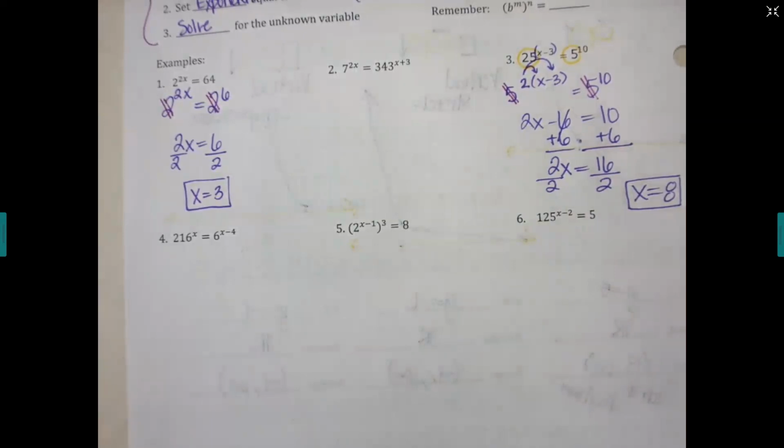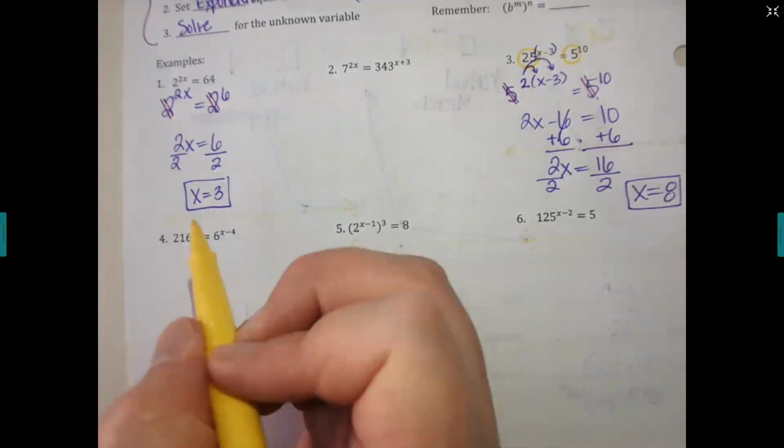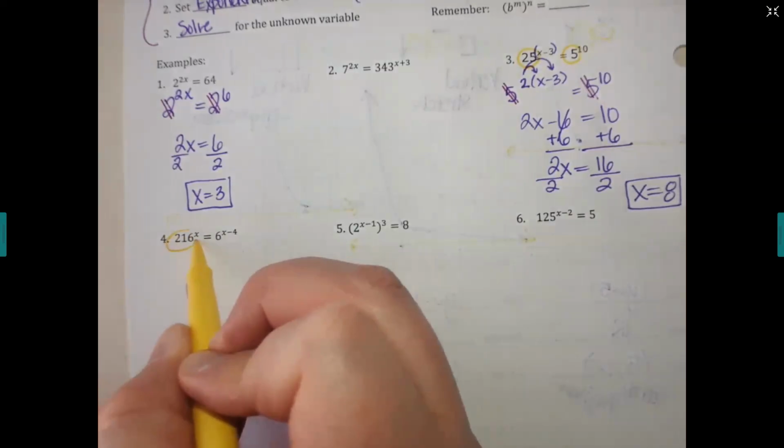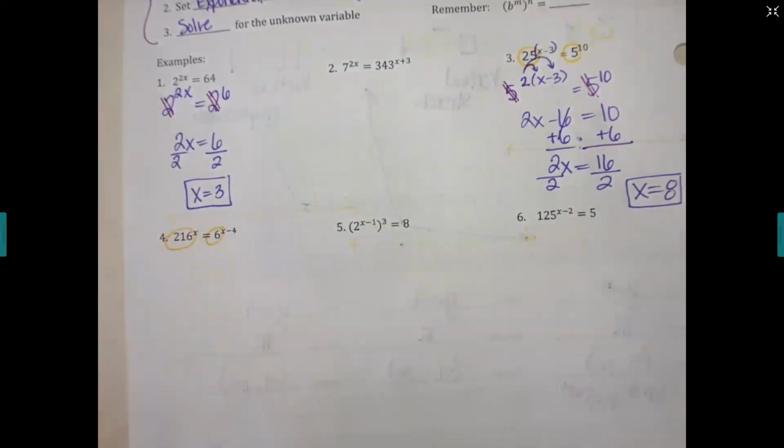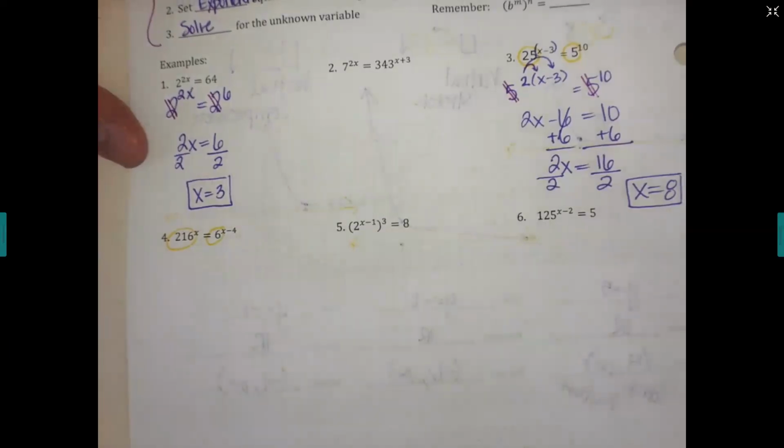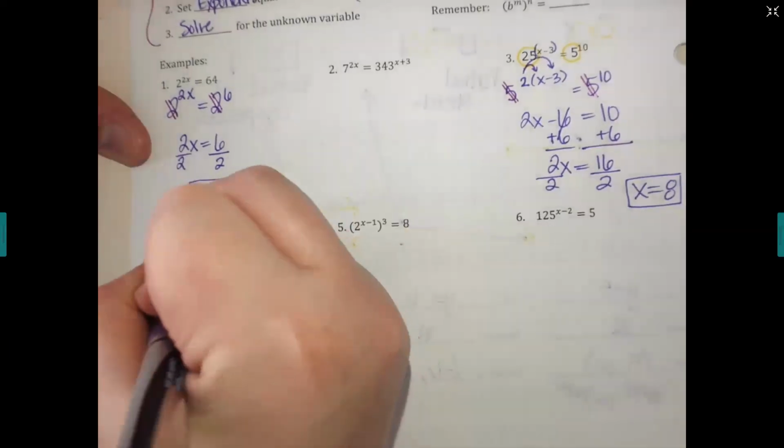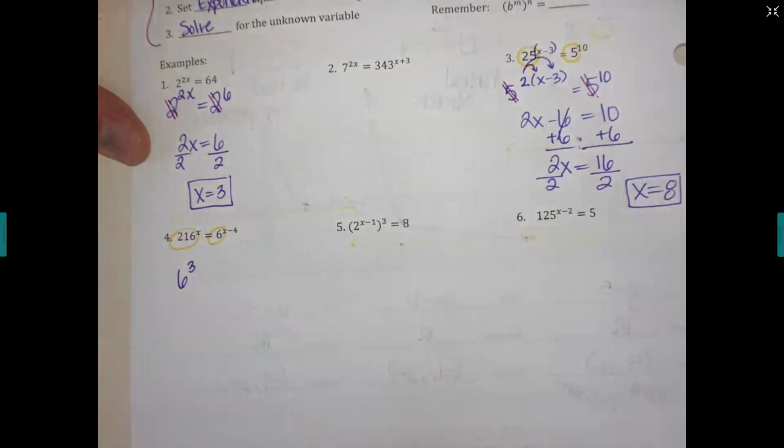All right, next one, let's do number 4. Okay, look at your bases. One side, it's a 216. The other side, it's just a 6. Remember, you want the big to match the little. So look in your 6's chart for me. Do you see 216 in the 6's chart? 6 to the what? 6 to the power of 3. Very good. So it's going to be 6 to the power of 3.